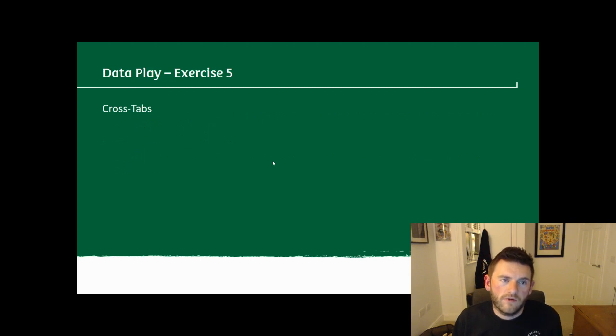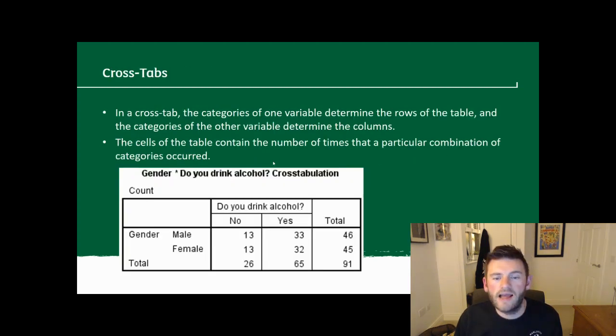Now it's time for you to go and do exercise 5, which is running a crosstab. So you're going to do essentially what we've done in those examples. You're going to create your crosstab table, and then you're going to run your chi-square analysis as well to get an answer.